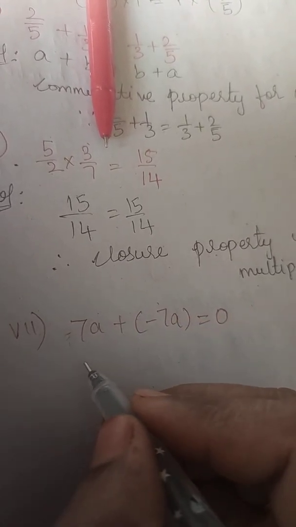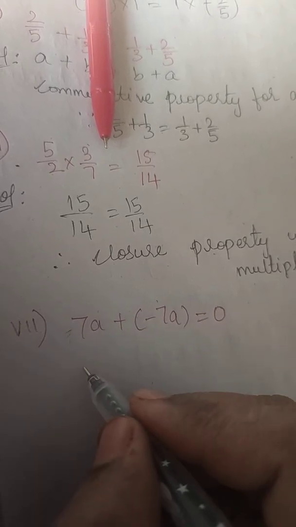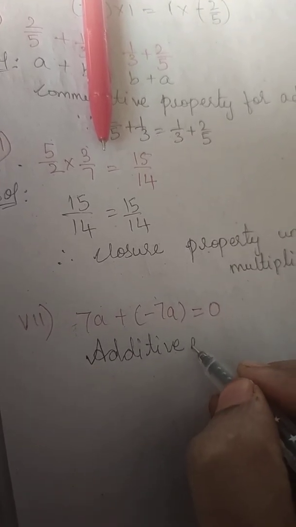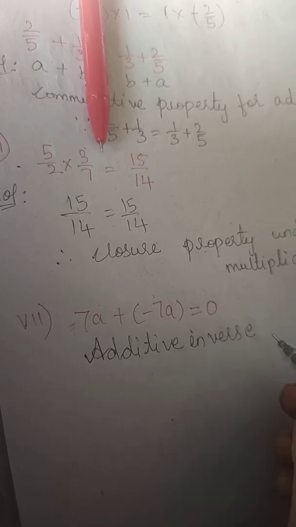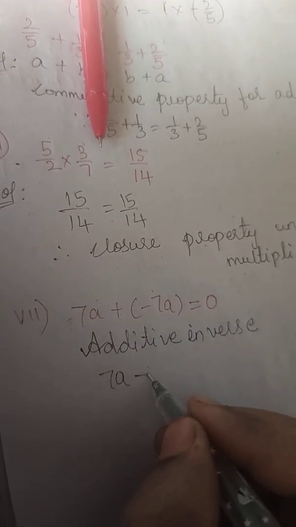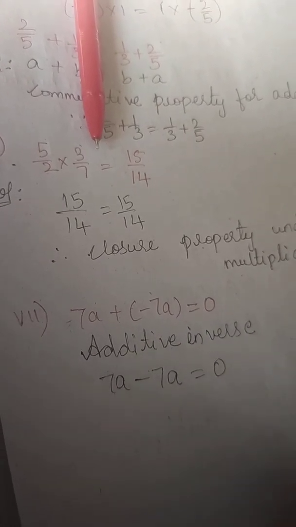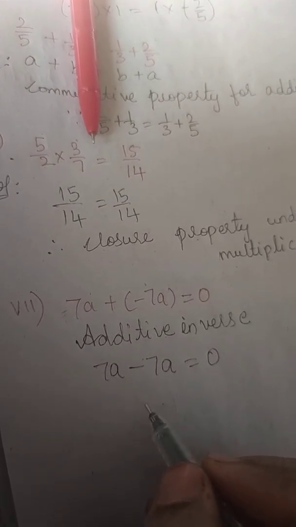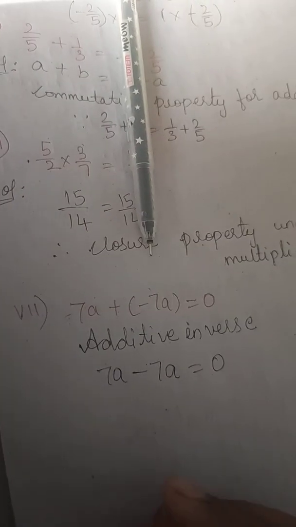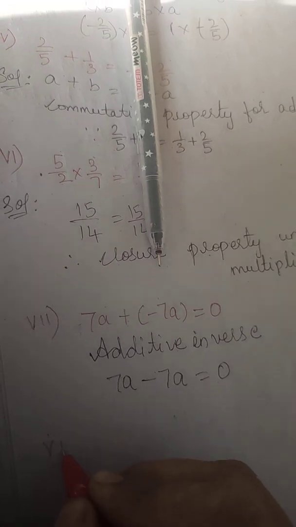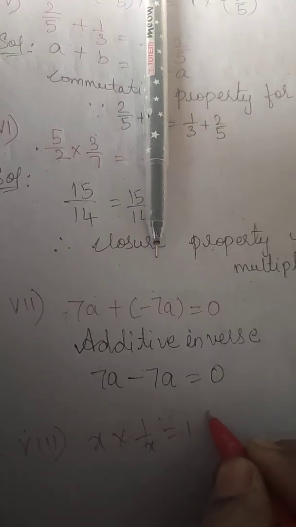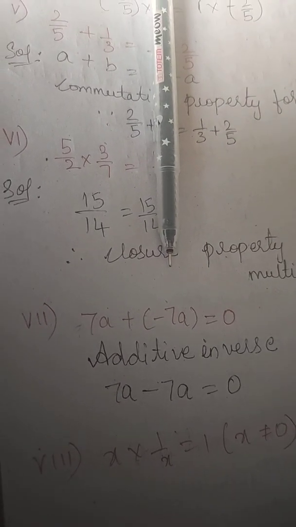So in such cases it is involved with the additive inverse. It is additive inverse because 7a plus into minus becomes minus 7a, which is equal to 0. So it is additive inverse. Okay, the property involved is additive inverse. And the next one is x into 1 by x is equal to 1 for x not equal to 0.